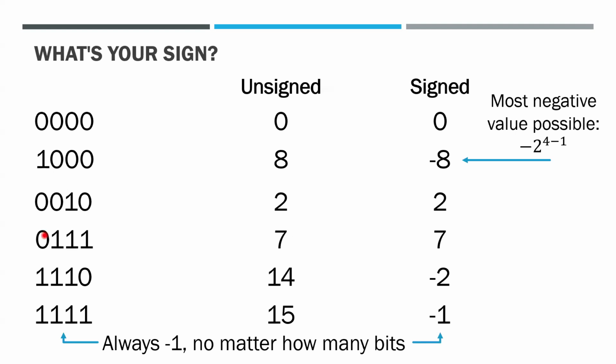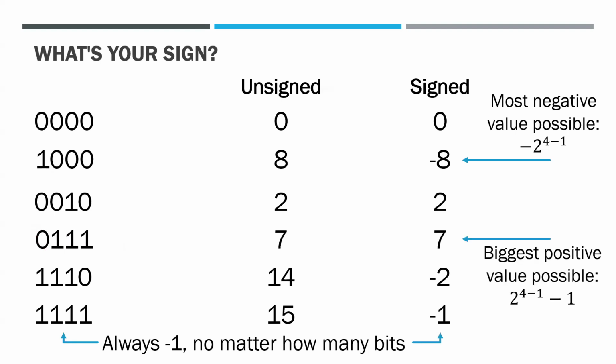Now, going the other way, the biggest positive value you can have is everything 1 except for that leading digit, right? And in some sense, you can think of this like instead of having a 4-bit number to play around with, you've now got a 3-bit number to play around with in the positive direction, because that leading digit would make you negative, okay? So for a signed value, the biggest possible value in this case would be 2 to the 3rd minus 1 instead of 2 to the 4th minus 1. Well, 2 to the 3rd is 2 to the 4 minus 1th power.